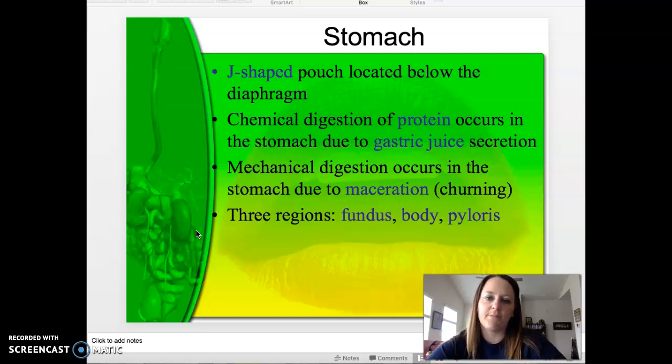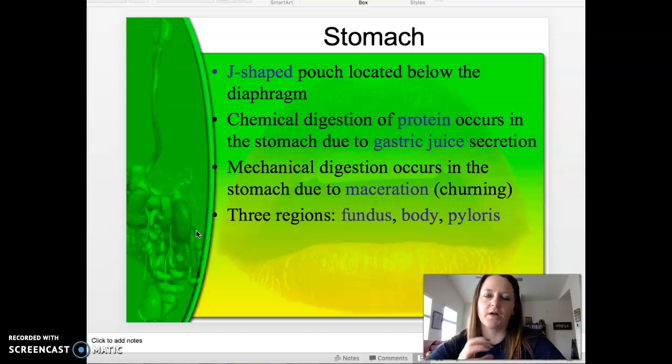So that's chemicals. As for the mechanical breakdown, you have it happening in your mouth as you chew. But when it gets down to your stomach, you've heard it described like churning, like moving before. So it's also called maceration.